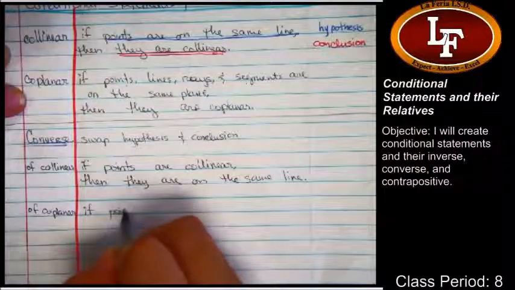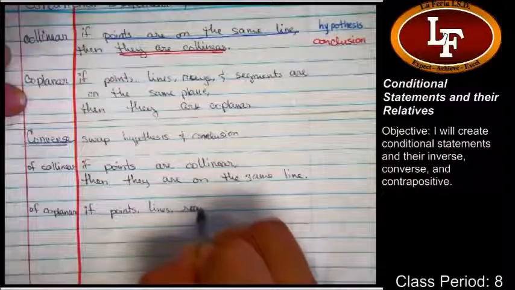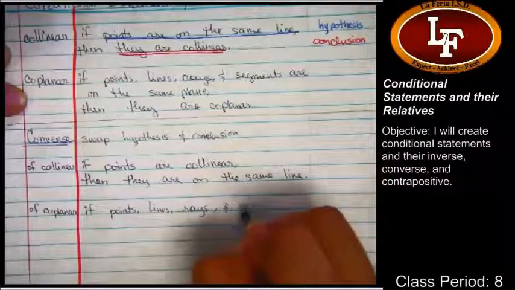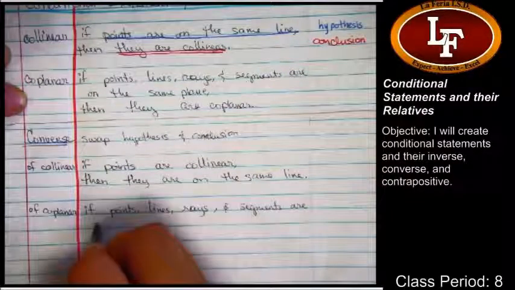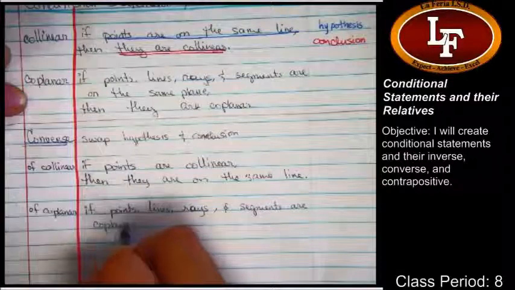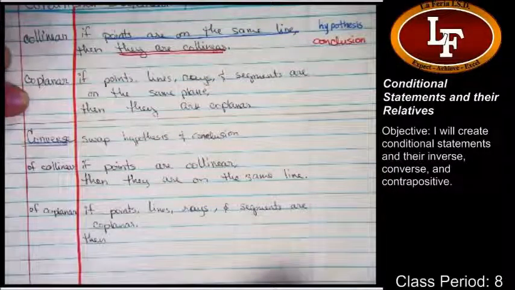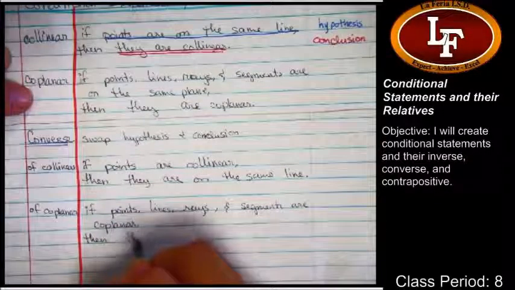If points, lines, rays, and segments are coplanar, then what was the original hypothesis? They are on the same plane. All of that stuff? That's your new conclusion.